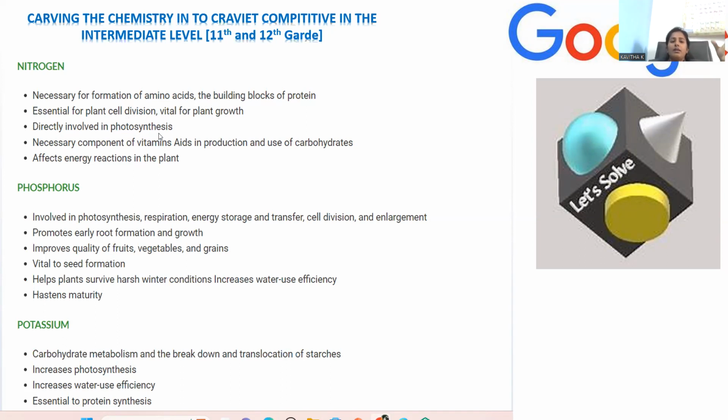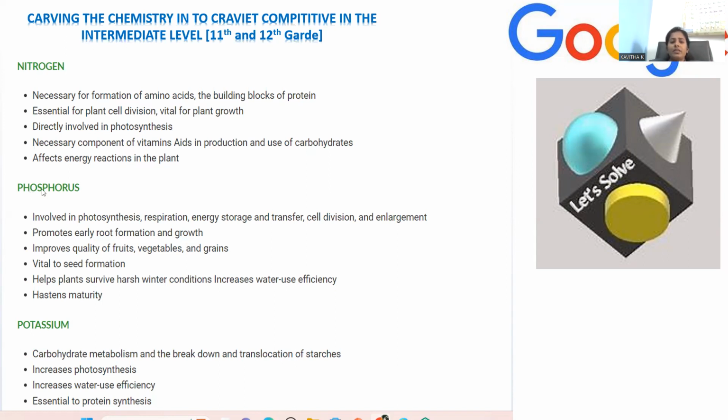Photosynthesis is a mechanism of chemical reactions in the presence of light in order to synthesize their own food. Nitrogen is a necessary component of vitamins, and of the production and use of carbohydrates. So in order to make use of vitamins and carbohydrates, nitrogen is essential. It affects energy reactions in the plant. Whatever energy-related transformations are possible, the presence of nitrogen is very essential.